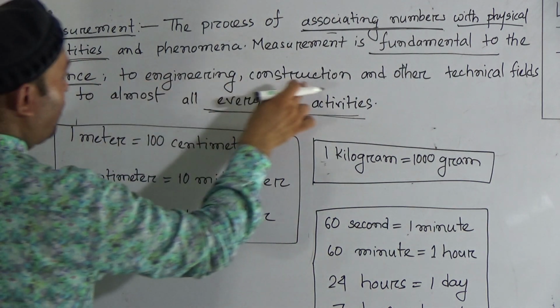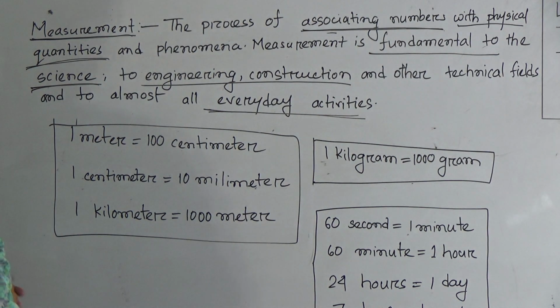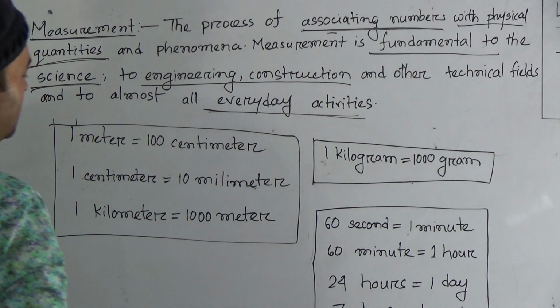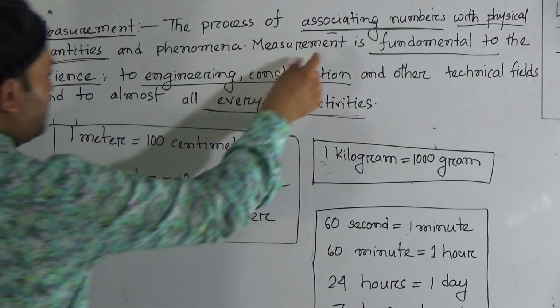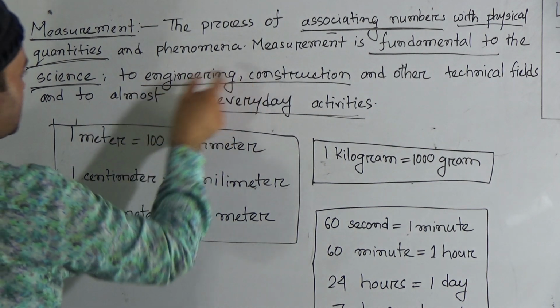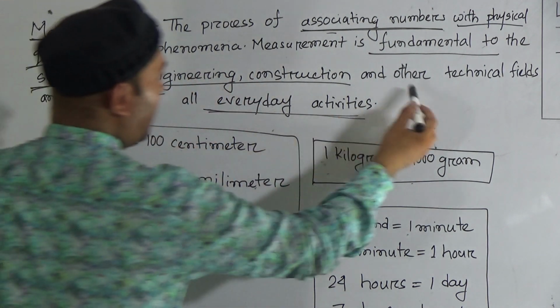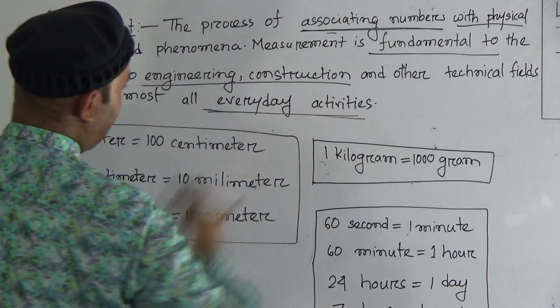To engineering and construction, if you want to make a 2 grams weight ball or a 2 grams weight table, then you have to know the measurement. This is very important to construction and engineering and other technical fields, to almost all everyday activities.